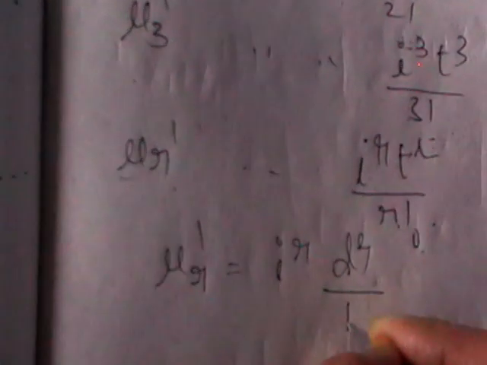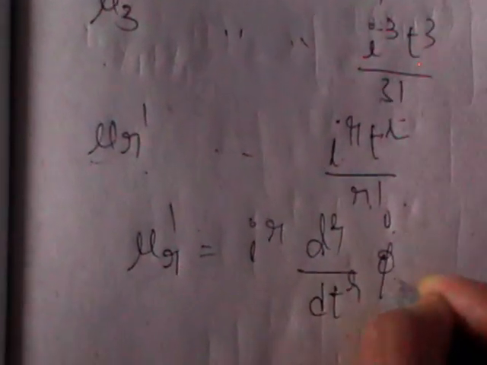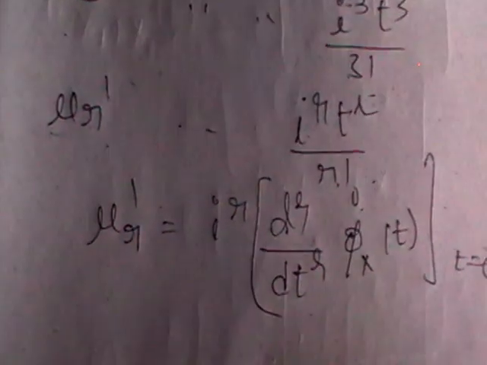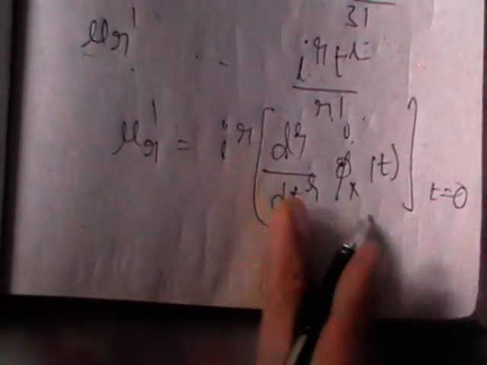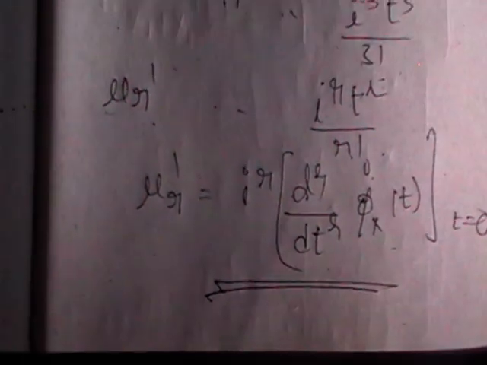Similarly, to calculate moments, another way is by using the derivative: mu r dash is i power r into d power r by dt power r of phi x(t) at t equal to 0. For calculating from M x(t), we don't have the i power r here, just d power r by dt power r of M x(t) at t equal to 0. So if you can understand the MGF, the CGF is also similar, except in place of t we have it.